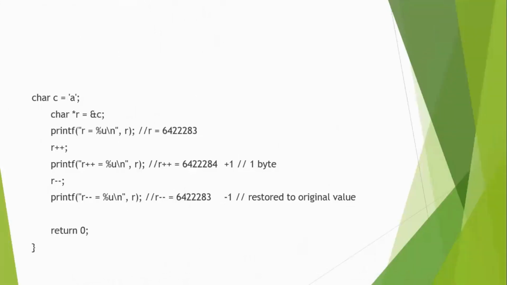Similarly, now I'm going to do the same thing for the character data type. Character C is equal to A. Now printf will print the address of variable C, and if I increment, it will be incremented by 1 byte because the memory allocation for the character data type is 1. If I decrement, it will be restored to the original location. In this way, it will work.